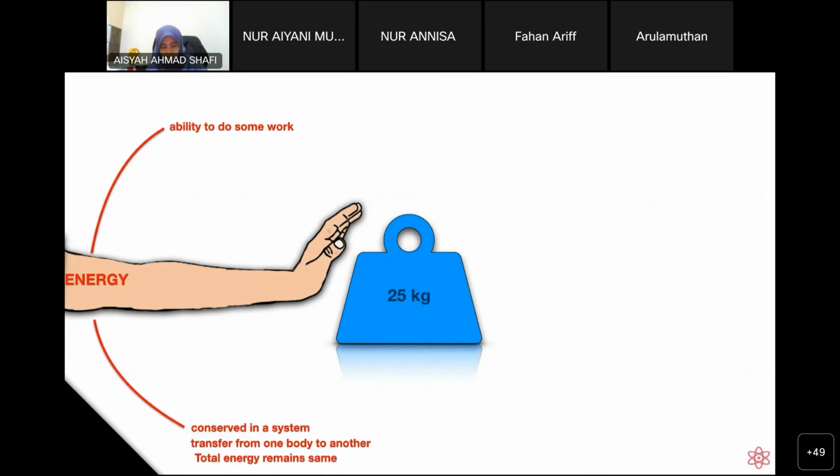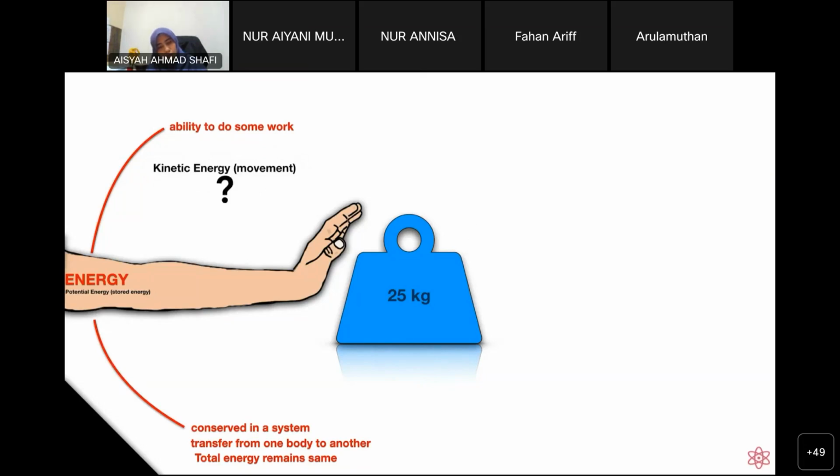There are two basic forms of energy. The first one is potential energy, which is a stored form of energy because of the position of a body or an object. The second one is kinetic energy, which is associated with movement and is found in all moving bodies or objects. Here, the energy stored inside the muscles of the arm is the potential energy, which is supposed to be transferred into the object and converted into kinetic energy.